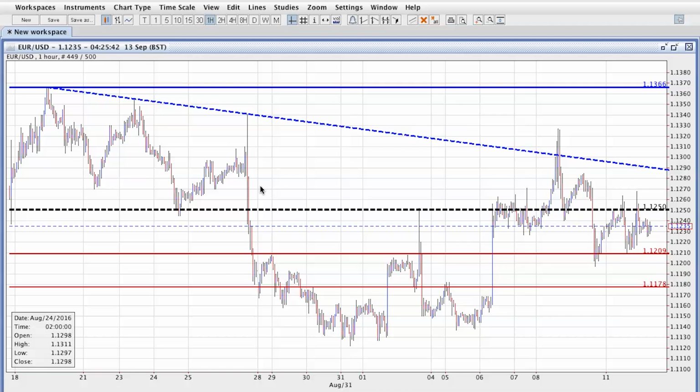Today I'll be looking at the euro against the US dollar. I'll be discussing its recent trading history since we last looked at it, and I'll also be trying to identify the key technical levels as we move into another trading week for the euro.